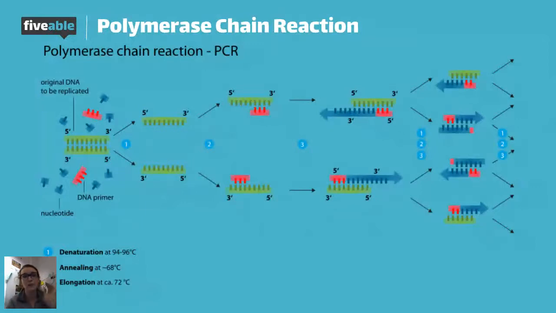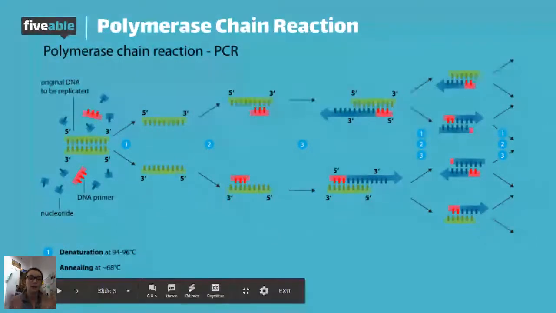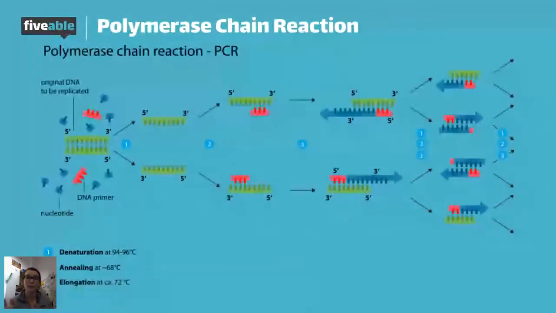Polymerase chain reaction is what we use to replicate sequences of DNA that we are interested in analyzing further. So polymerase chain reaction is actually going to be the start of a lot of our other processes that we're going to get into.